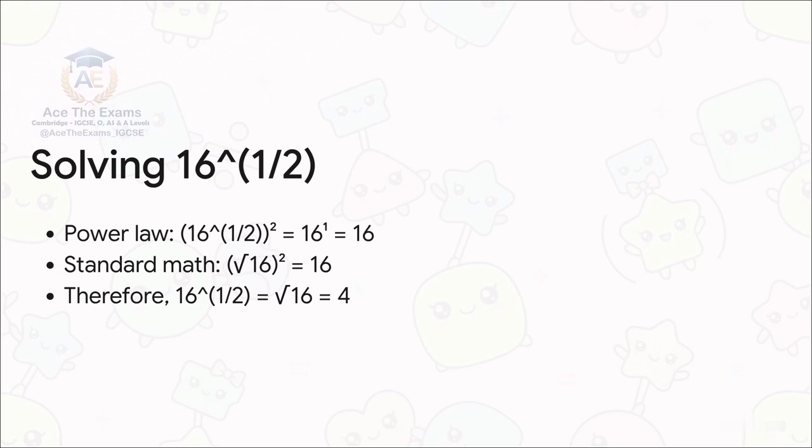Now switch gears to standard math. What else do we know that when you square it gets you right back to 16? The square root of 16. If you square a square root, you get the base number. Because both of these paths lead us to the exact same answer of 16, it tells us something really amazing. Raising a number to the power of 1/2 is the exact same thing as taking its square root. So 16 to the power of 1/2 is simply the square root of 16, which is just 4.